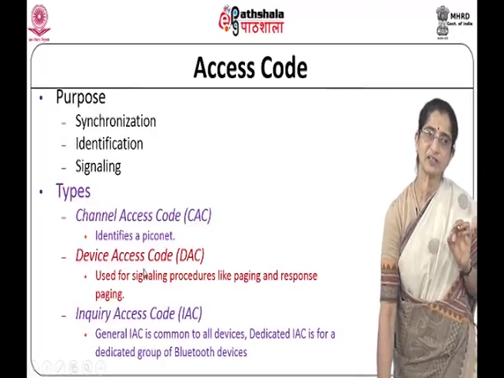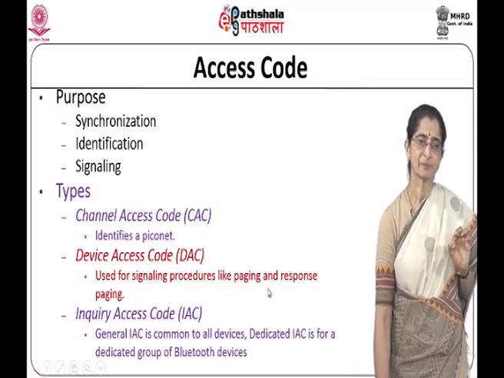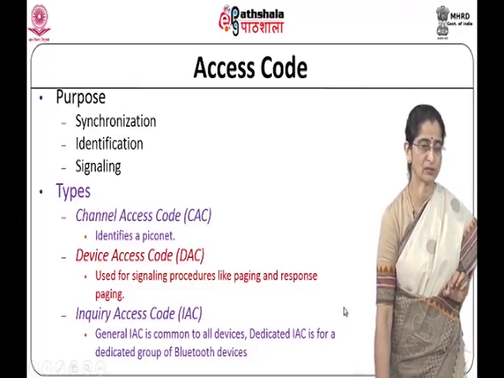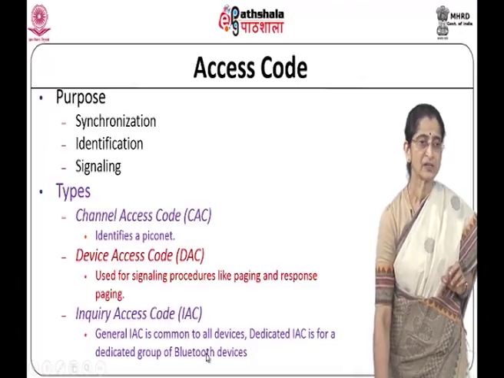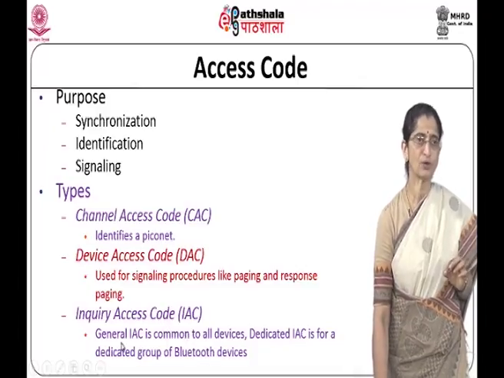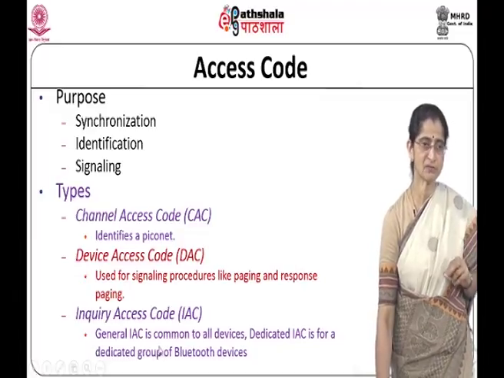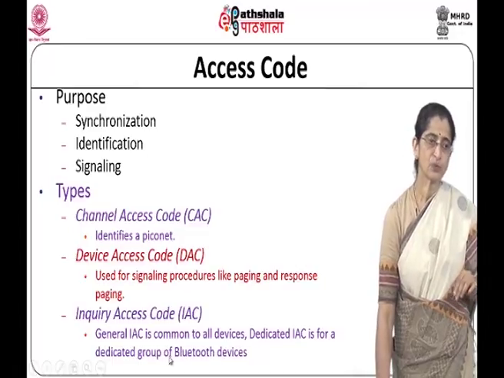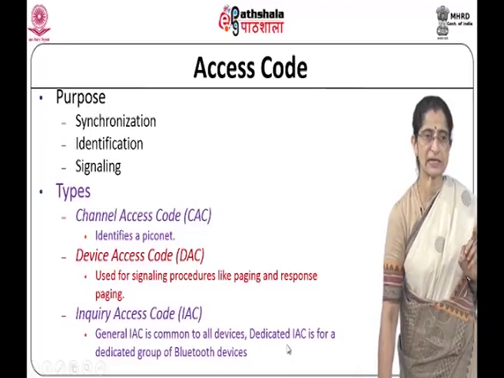Then you have a device access code. This is used for signaling procedures like paging, response paging and so on. We will see what is meant by paging quickly. Then there is the inquiry access code, or IAC. In the inquiry access code we have two access codes: a general IAC, GIAC, which is common to all devices, and a dedicated IAC, which is for a particular dedicated group of Bluetooth devices. That is called the DIAC.